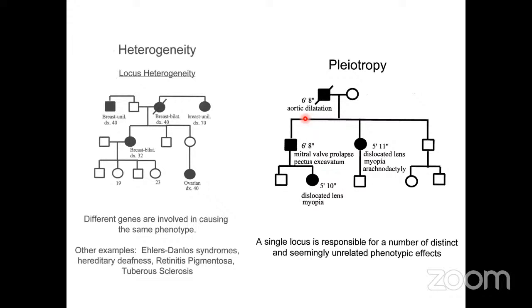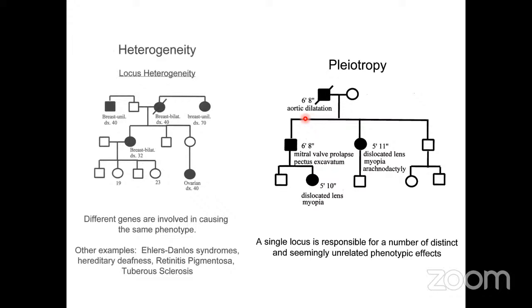In a practical scenario, a deaf person is likely to marry another deaf partner. It doesn't mean that the child has to be deaf, because the father may have deafness due to one gene, and the mother due to a different gene. So the child may be heterozygous for both genes and may not have deafness. This is called locus heterogeneity, different genes involved in causing the same phenotype. Whereas pleiotropy is something opposite.